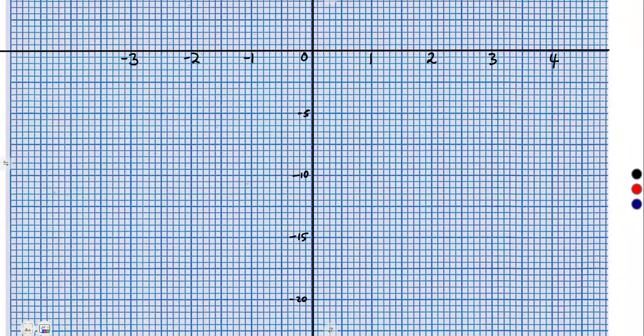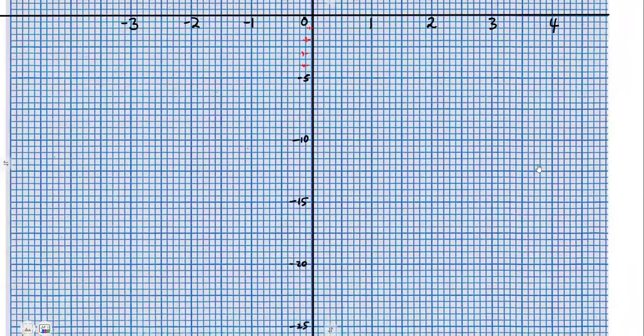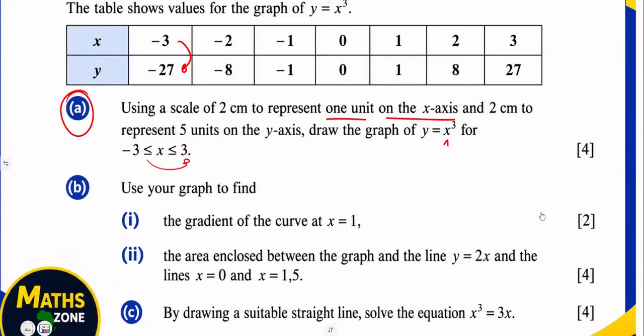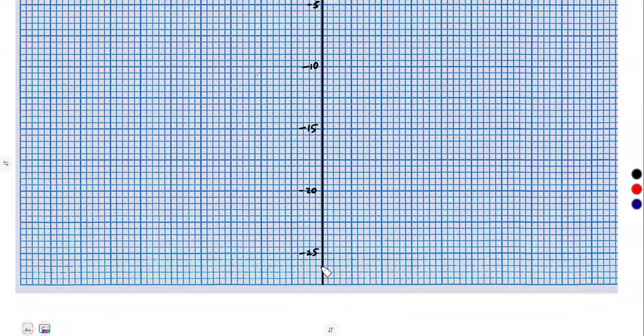So you must understand the scale on the y-axis. 2 centimeters represent 5 units, meaning 2 boxes will represent 1 unit, like minus 1, minus 2, minus 3, minus 4. So 2 boxes actually represent a unit. So let's mark our points. That's negative 3, negative 27. After negative 25, 2 boxes is 1 unit, so this is negative 26, negative 27. We can accommodate that.